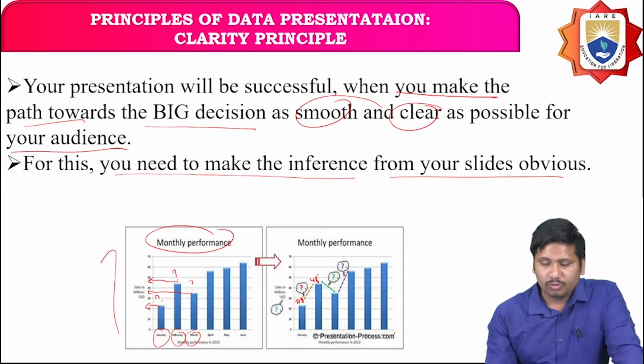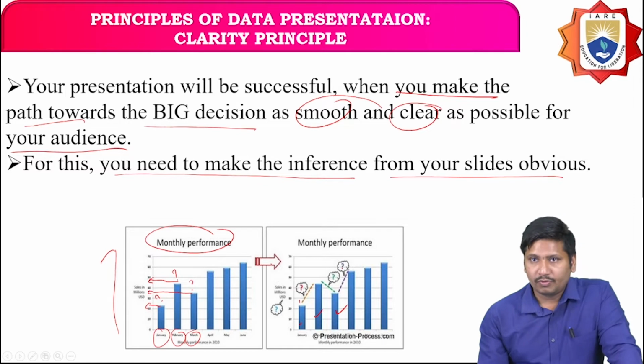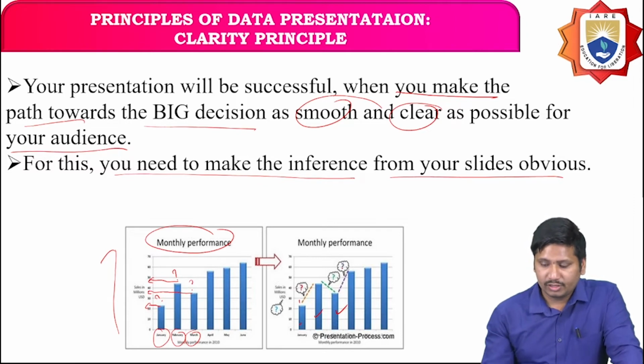So this is one type of problem in the way of presenting the data. If I present it this way, the audience may definitely get a question mark. How much is this value? How much sales were done in January? How much in February? How much in March? Like this. This is the problem I get when I present the graph in this form.